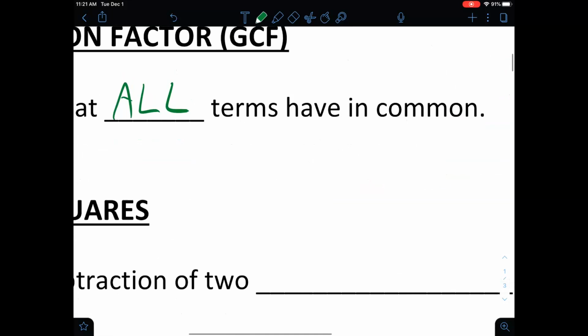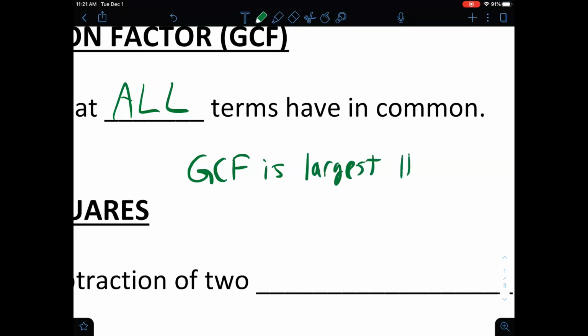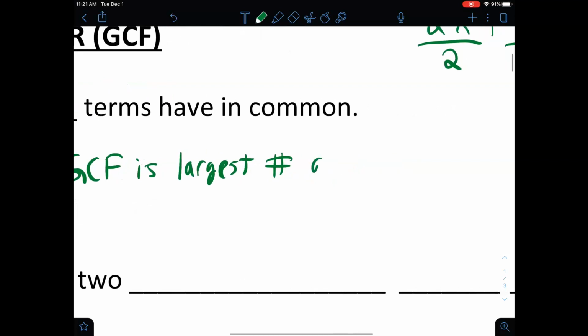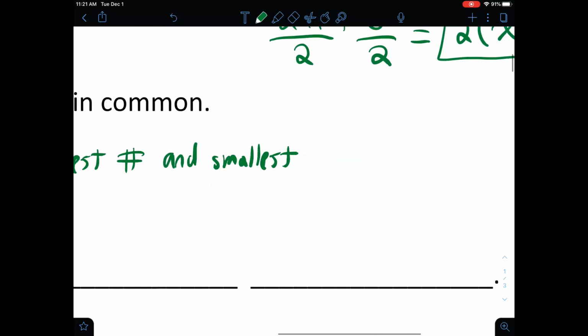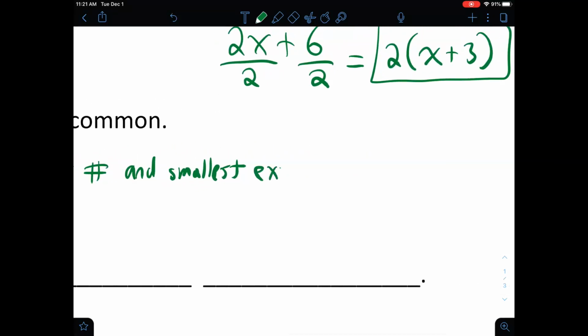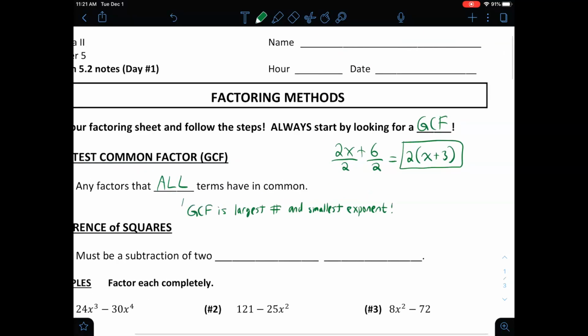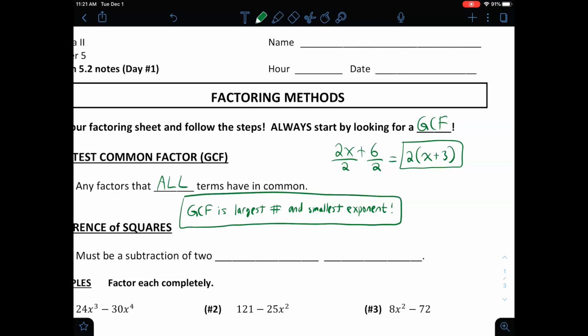What I wanted you to write down here, that's kind of important: the GCF is the largest number and smallest exponent. And box that. That is very important. That's how you find a GCF. It's the biggest number that goes into all the terms and the smallest exponent that goes into all the terms. Okay?